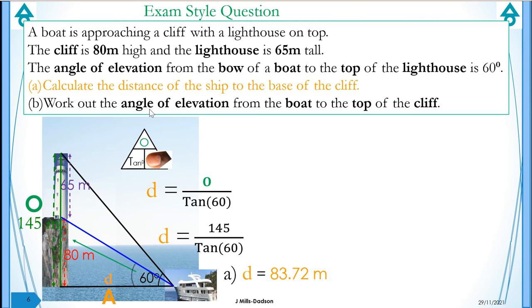B, you're supposed to work out the angle of elevation from the boat to the top of the cliff. So that means that from the boat to the top of the cliff, we need to work out this angle. It's this angle that we're supposed to work out. We know this is 80, and we know this side is also 83.72, and this is angle X that we're supposed to work out. Let's pull this right angle triangle aside so we can see it clearer here.